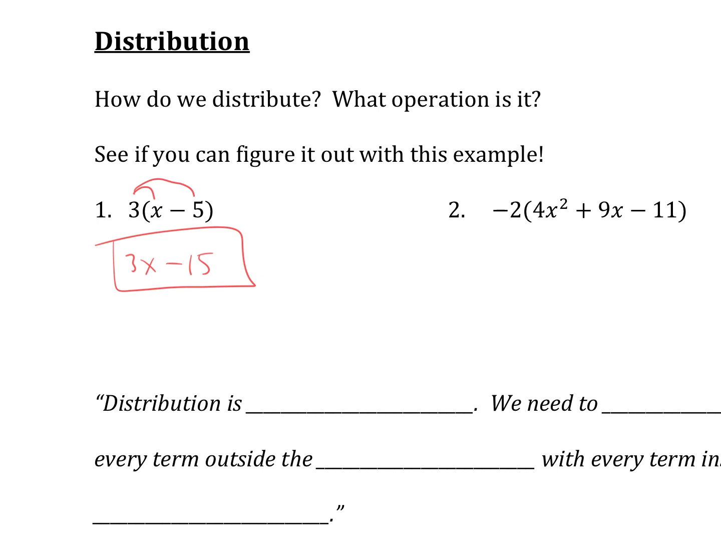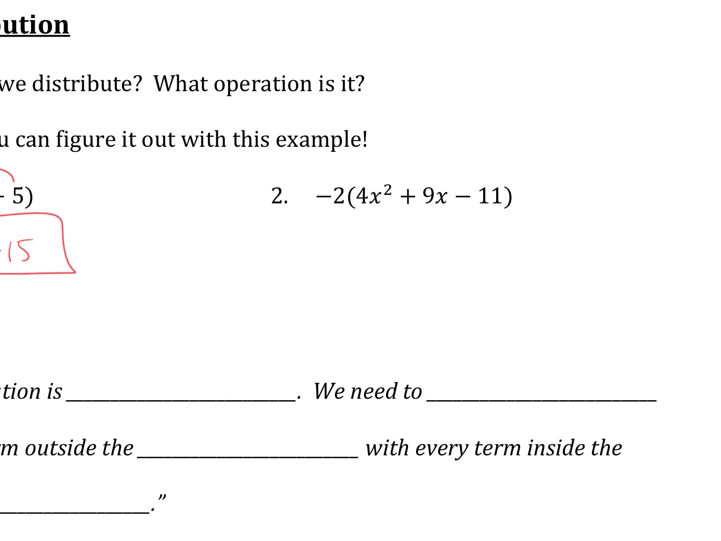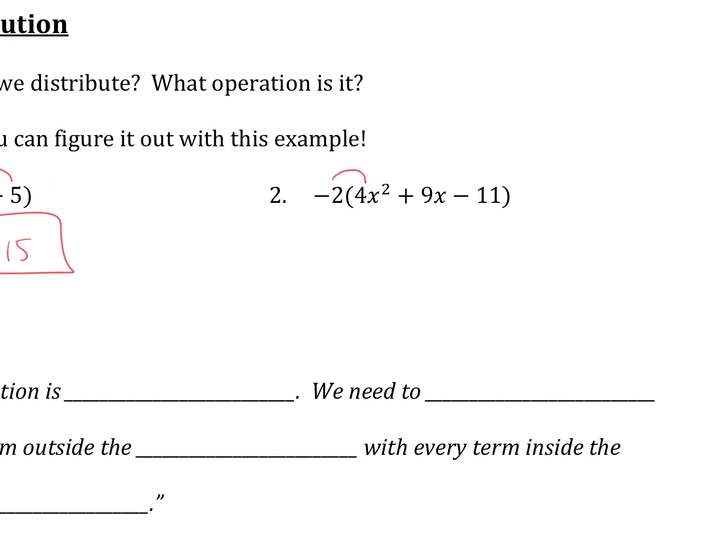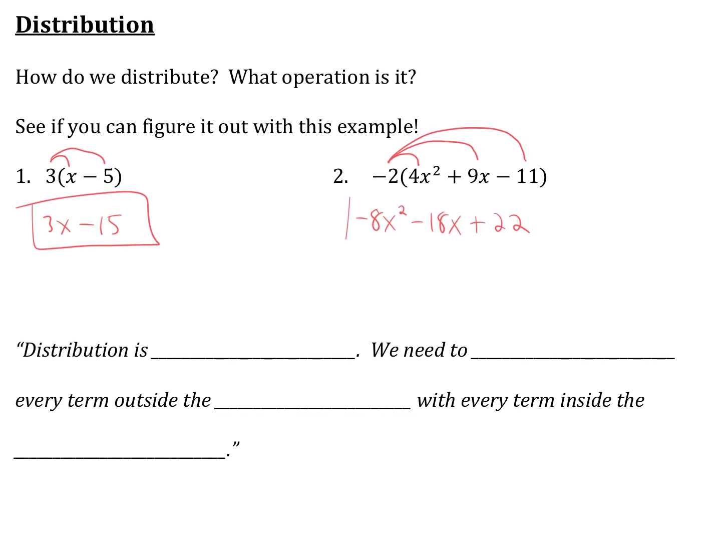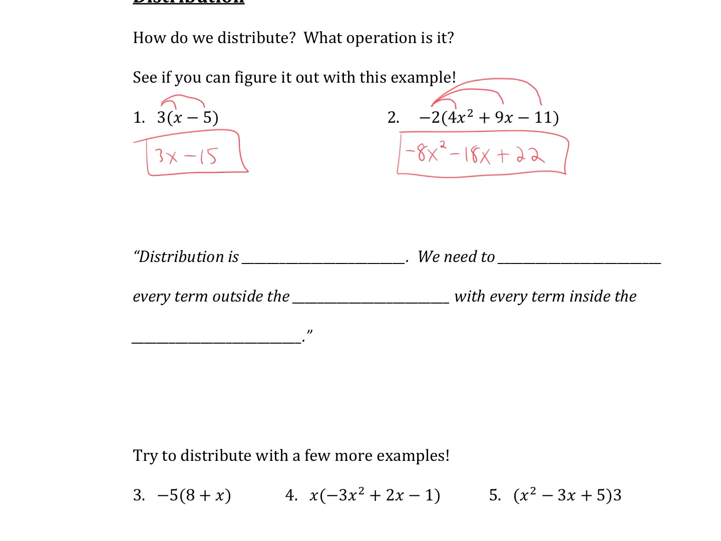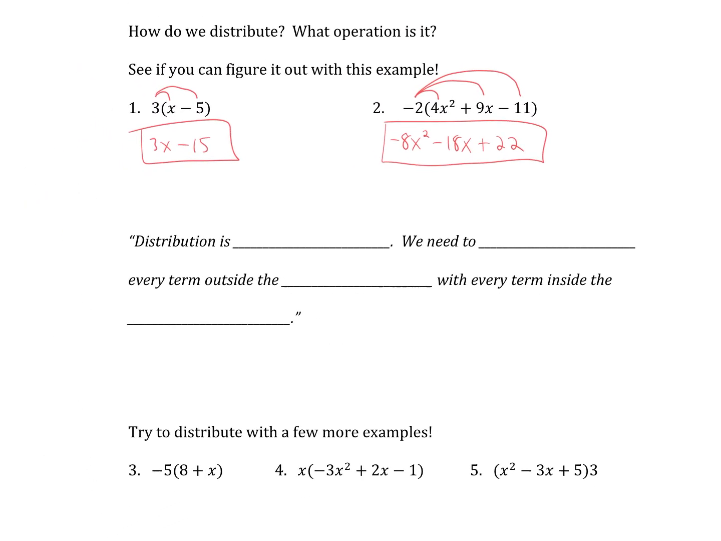Okay. All right, number 2, similar thing here. We got negative 2 times 4x squared is going to be negative 8x squared. And we got negative 2 times 9x is going to be negative 18x. And we got negative 2 times negative 11 is going to be positive 22. So these are our answers for this, okay? So what goes in the blanks here? Why don't you guys see if you can figure out what goes in the blanks here, okay?